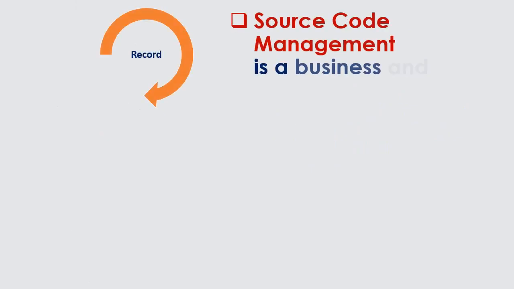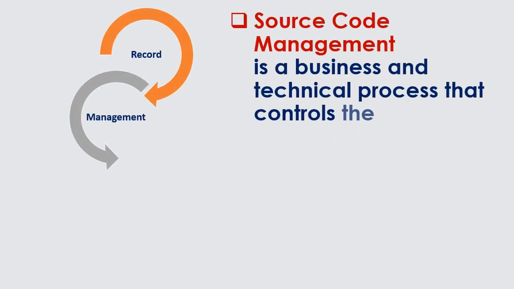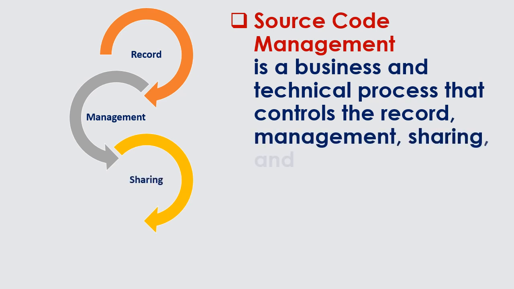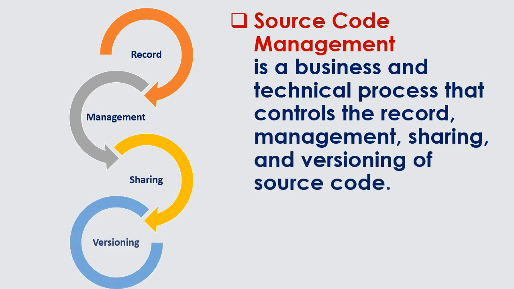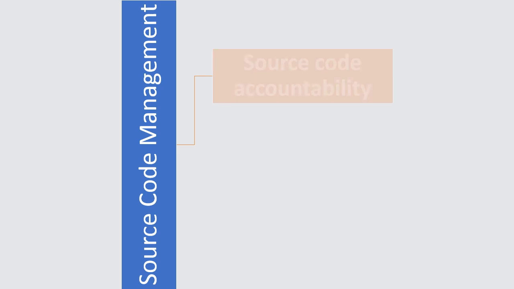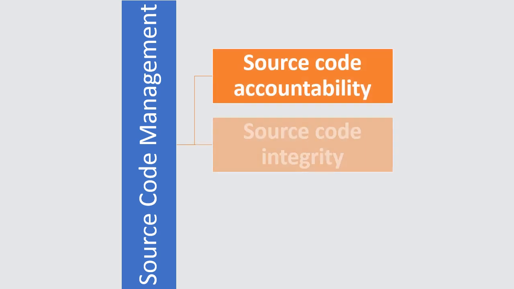execution. Source code management is a business and technical process that controls the record, management, sharing, and versioning of source code. Source code management core features are source code accountability, source code integrity, and verification.